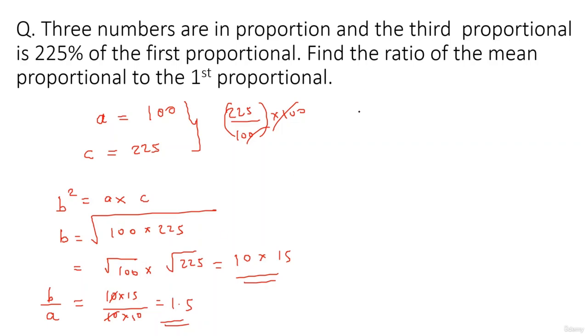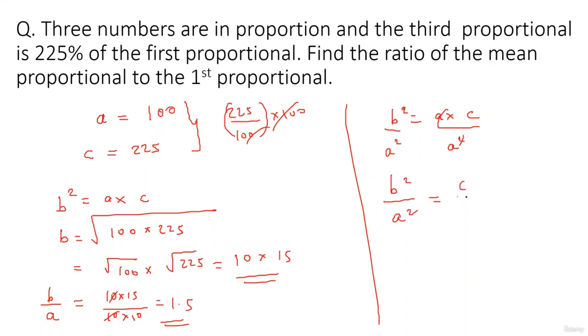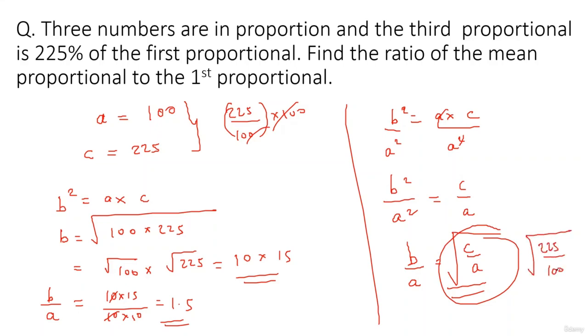Now guys, if you understand the concept of proportion in depth, you will see that b square is equal to a into c. Now if you divide both sides by, let's say, a square, what do you have? b square upon a square is equal to c by a. That means whatever the ratio of the mean proportional to the first proportional is, it will be the square root of the ratio of the last proportional to the first. If you get this, the question is a cakewalk for you guys. How to get the answer? Find out root of 225 by 100. This is nothing but 15 upon 10, again giving you 1.5 directly.